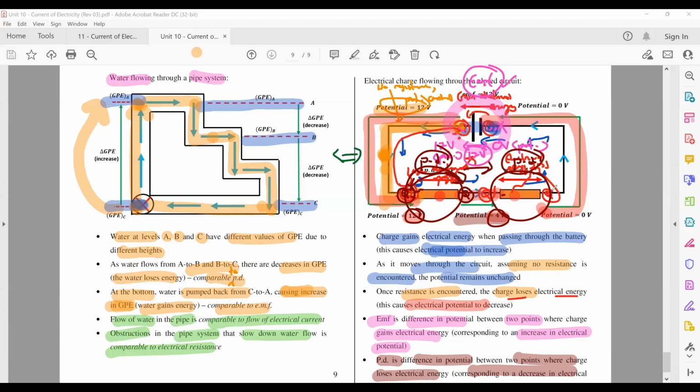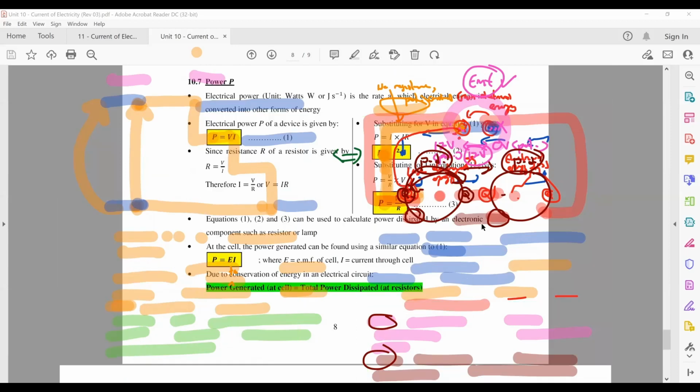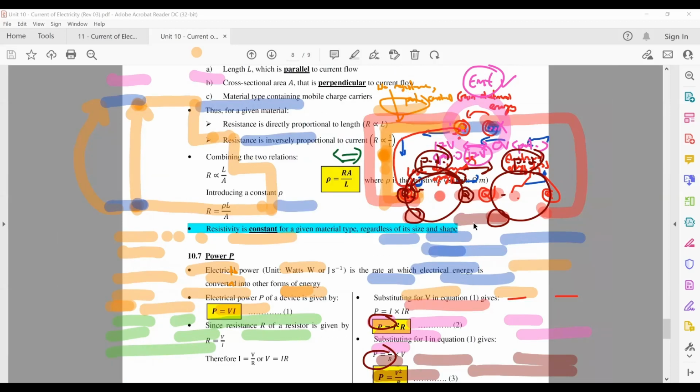PD and EMF are basically just differences in potential between 2 points. But they differ in that if the charge gains electrical energy, which causes it to gain electrical potential, that is EMF. And if you see a decrease in electrical potential because the charge lost electrical energy, that is PD. So in simple terms, this is what happens to a charge inside your circuit.